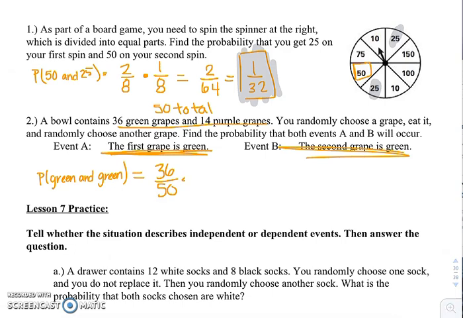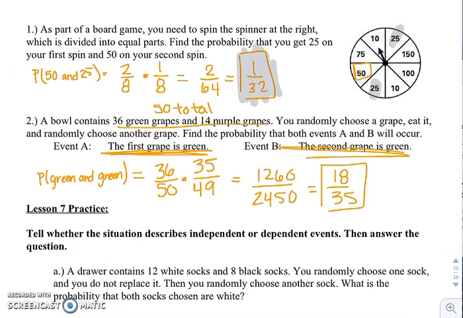Okay, and then the second one. What's the probability of the second one being green? Well, if you picked a green one, there aren't 36 left in the bag. There would now be 35 left. And if you had just picked one out, there's not 50 grapes left to choose from. There's now only 49. So 36 times 35 over 50 times 49, 1260 over 2450, which reduces to 18 out of 35, or 51.4%.